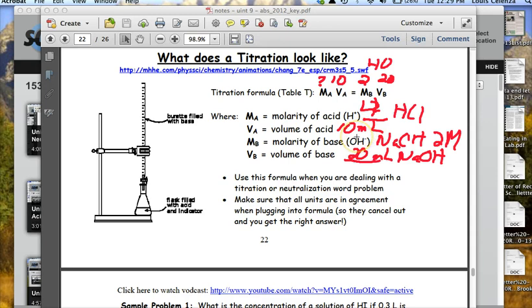Now, it's a little bit more complicated than that, but basically what would happen is, in this case, you would have the base in here, and you would know the strength of the base. We said it's 2 molar.